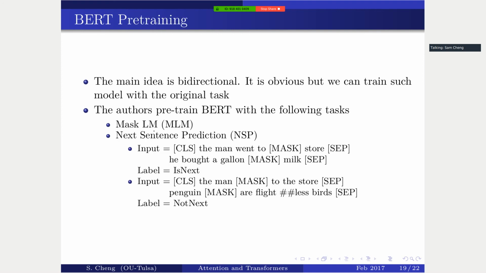So basically, you pre-train the model with this task here, using the so-called masked language model. You have a sentence, for example: the man went to [mask] store. He bought a gallon of [mask] milk. So the input is two sentences with some of the words masked, and you let the model figure out what the masked word is.